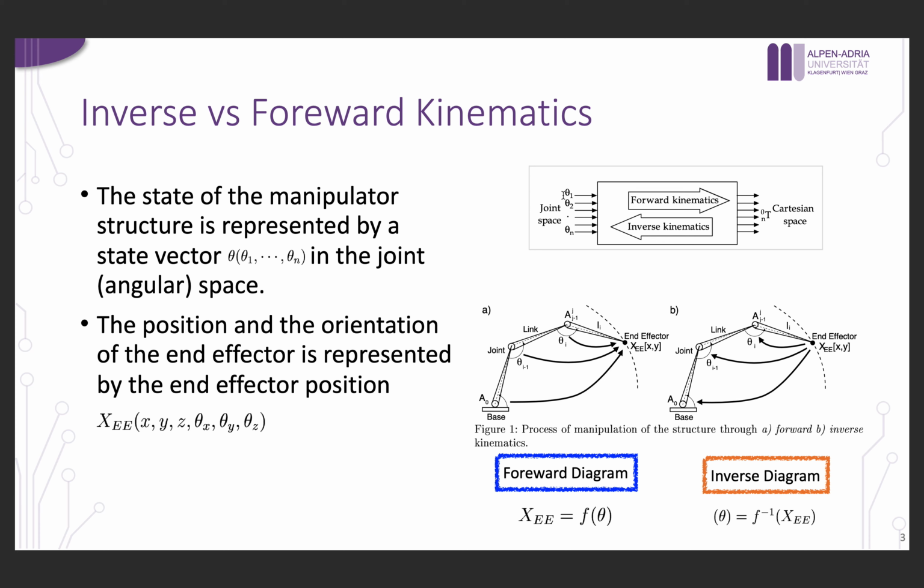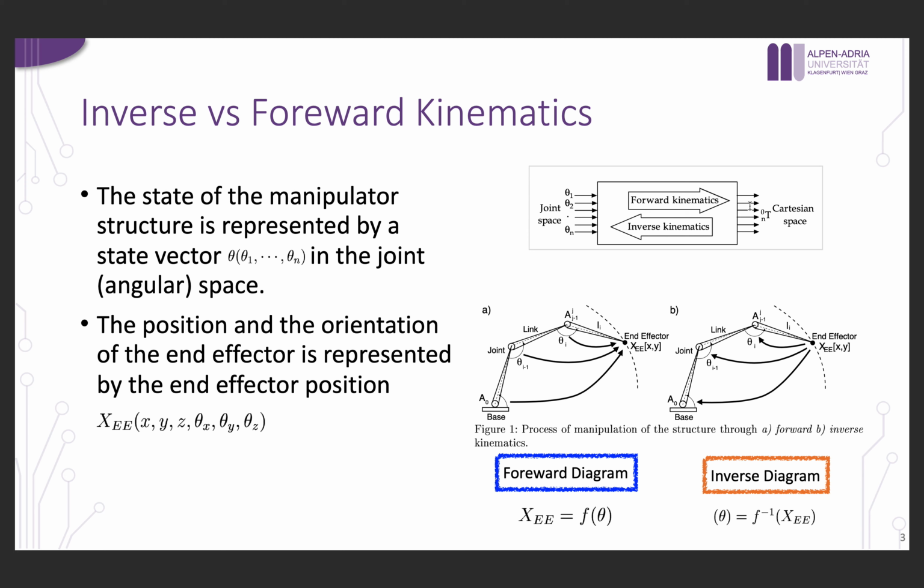joint parameters as an input, and the output is the Cartesian space, or the coordinate system, or the position, for example, of a point. And inverse kinematics is the reverse of that, which means that we want to predict, calculate, or estimate the joint parameters as a function of the coordinate system.